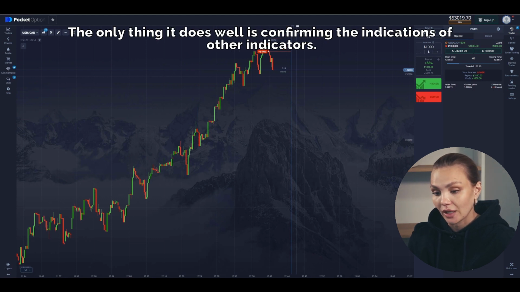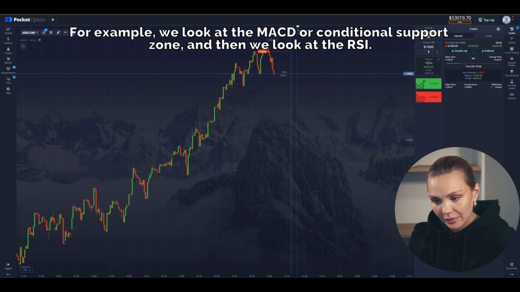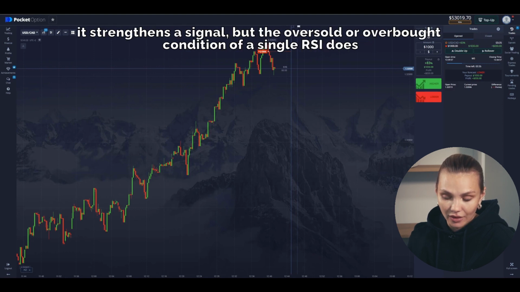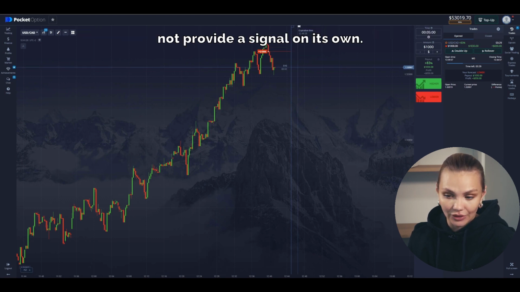The only thing it does well is confirming the indications of other indicators. For example, we look at the MACD or a conditional support zone, and then we look at the RSI. If the RSI is in the oversold zone at the moment, it confirms our support zone, meaning it strengthens a signal. But the oversold or overbought condition of a single RSI does not provide a signal on its own.